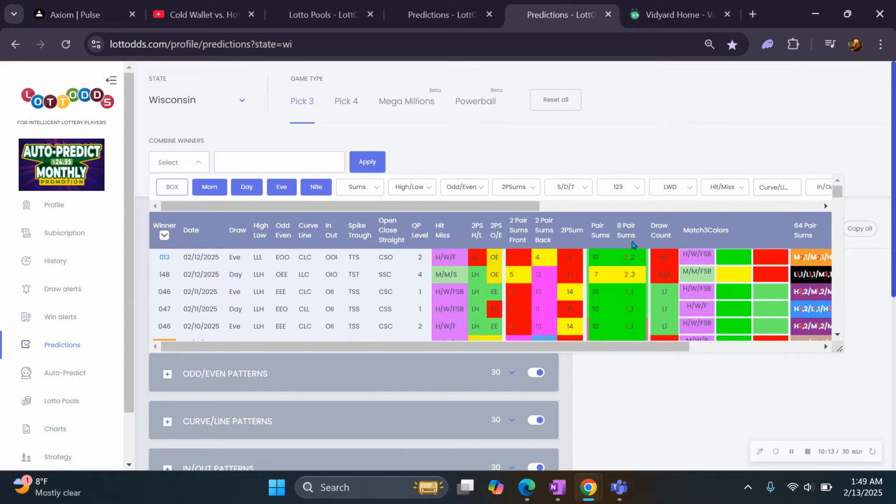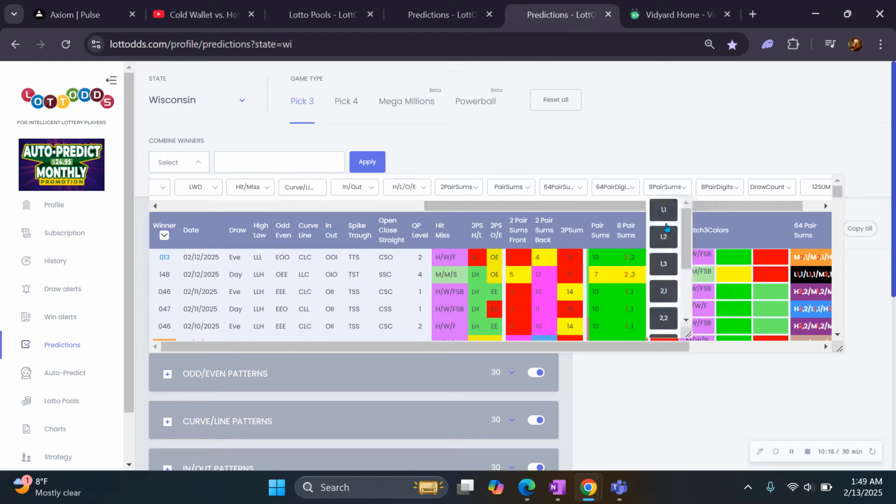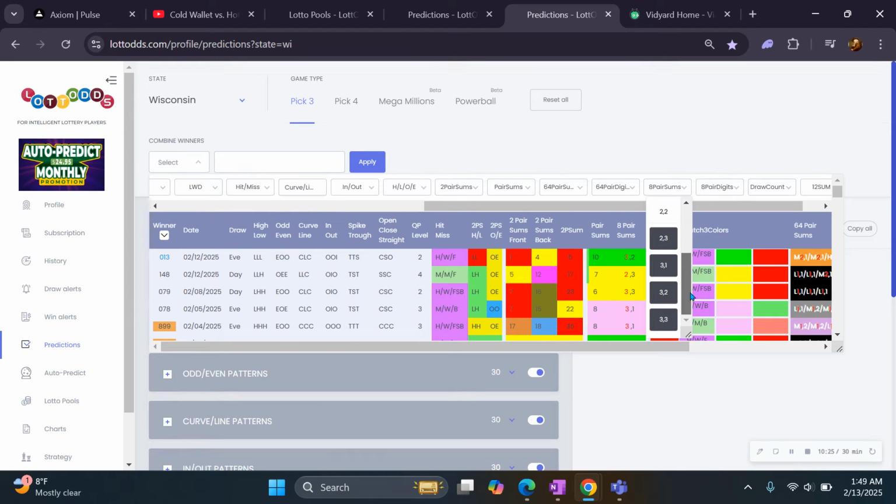So let's isolate the 8 pair sum. We're going to get rid of anything that does not have a 3 in it. I'll give that a second. Okay, those all got 3s. Okay, there it's isolated. And you'll notice here, we have a hit win, right? And there's the 3. So these all have a 3 in it, right?